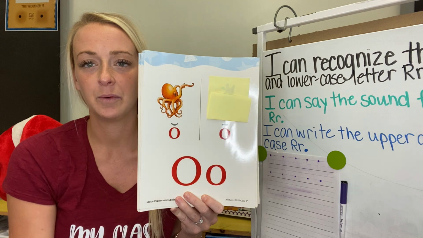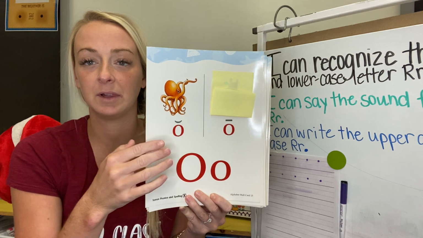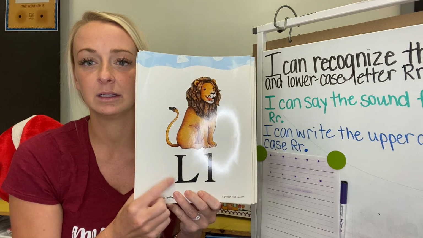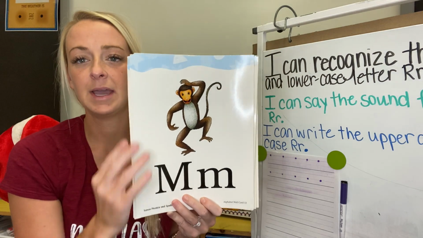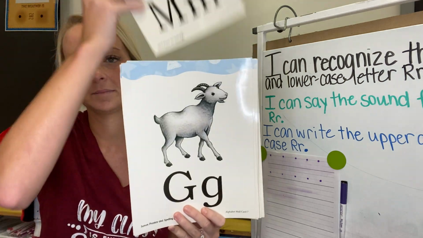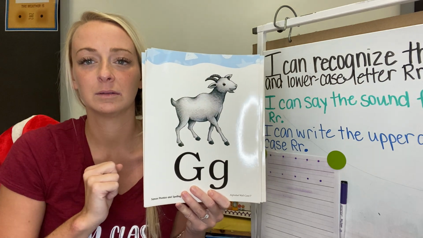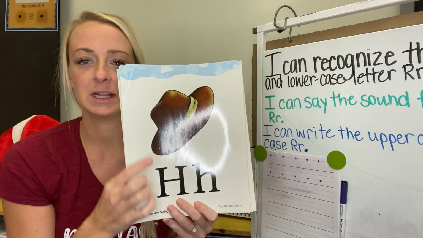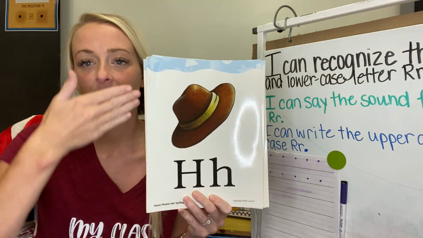We have the letter O. We have octopus, ah. So our mouth is making the shape of the letter O. We have the letter L, lion, l. Lion, l. We have the letter M, monkey. We have the letter G, goat, g. Try that one again, goat, g. We have the letter H, hat, h. One more time, hat, h.